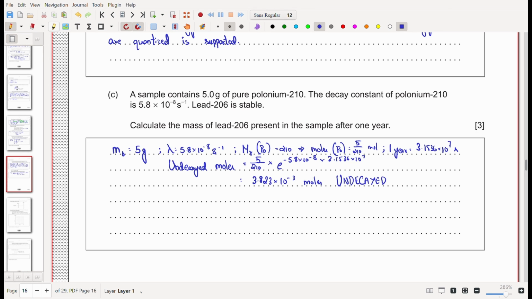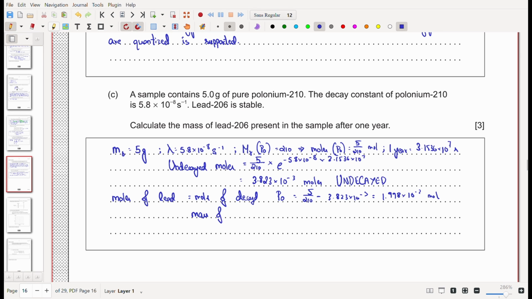So, keeping that in mind, let's find out how much lead is present. So, moles of lead equals moles of decayed polonium, which is equal to 5 by 210 minus 3.823 into 10 power minus 3, which is equal to 1.998 into 10 power minus 2 moles of lead.